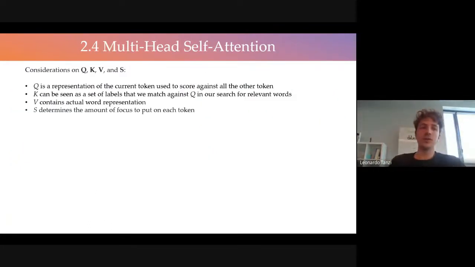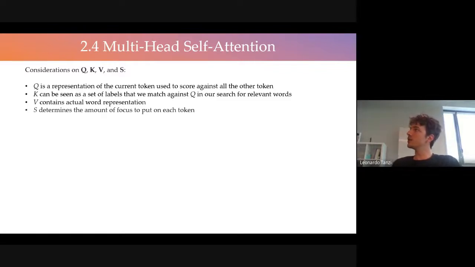Some consideration about the four matrices: something that I have already said in the example, but maybe here is a bit more technical. So Q is the representation of the current token used to score against all the other tokens. K can be seen as a set of labels that we match against Q in our search for relevant words. V contains the actual word representation, and S, the score, determines the amount of focus to put on each token.